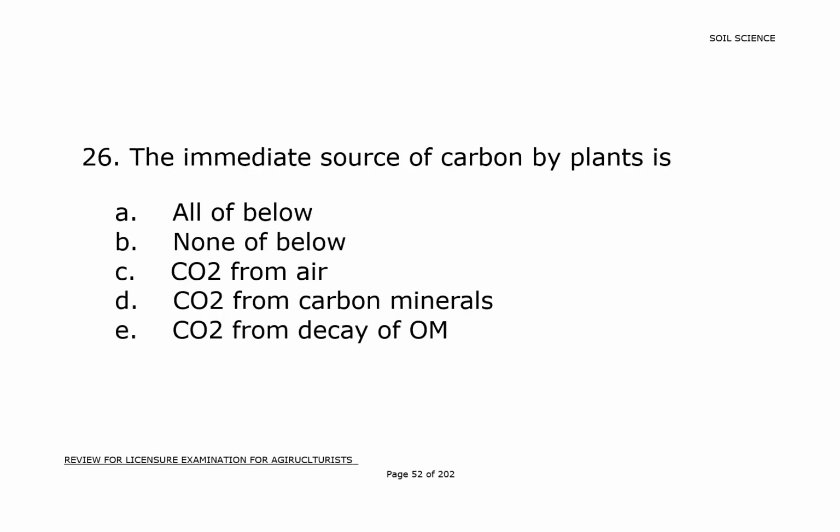Number 26. The immediate source of carbon for plants is A. All of the above, B. None of below, C. CO2 from air, D. CO2 from carbon minerals, or E. CO2 from decay of OM. The answer is CO2 from air.